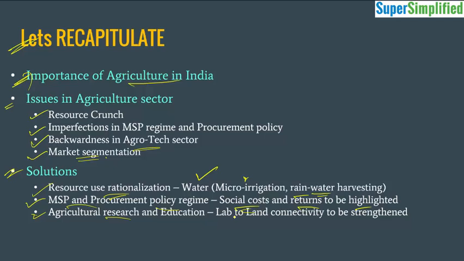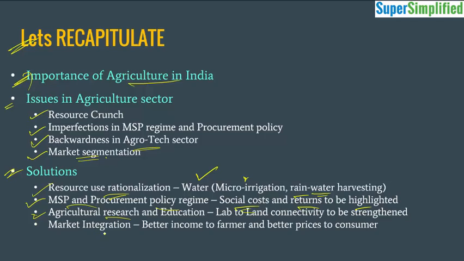Then lab to land connectivity is also to be strengthened. People in universities have to come to the farm, they have to study the practical problems of the farmers, and they have to devise a solution on those lines, right? So this is what we are talking about in lab to land connectivity. Market integration should also be our aim, because that will be beneficial for both the farmer and the consumer. The farmer will get better income and the consumer will get better prices, right?